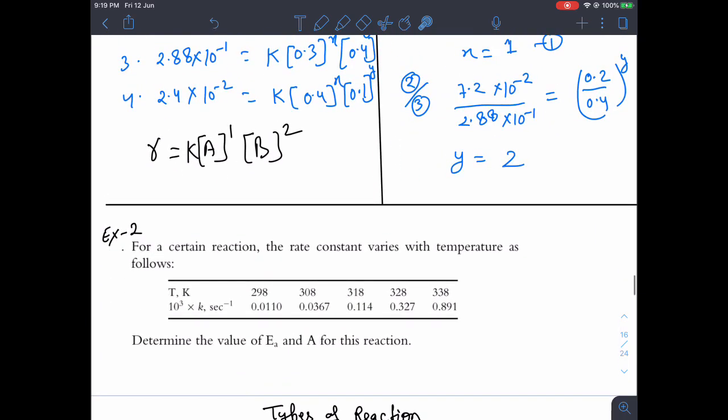I took another example. Now this question I am giving you as an assignment. You have to solve it and tell me the answer of Ea and A in the comment box of the video, right? So here I have tabulated the value of the rate constant. This is the k value, this is the k value, and in this particular column the temperature in Kelvin is given to you.